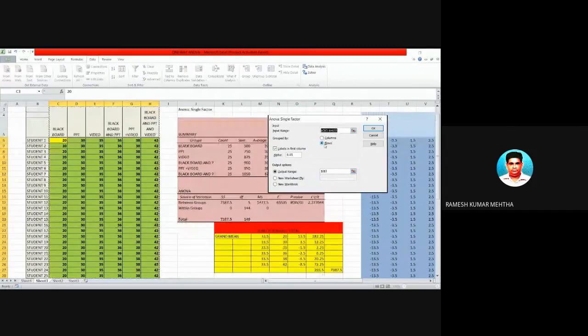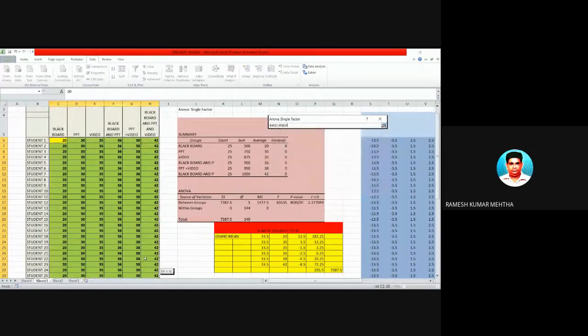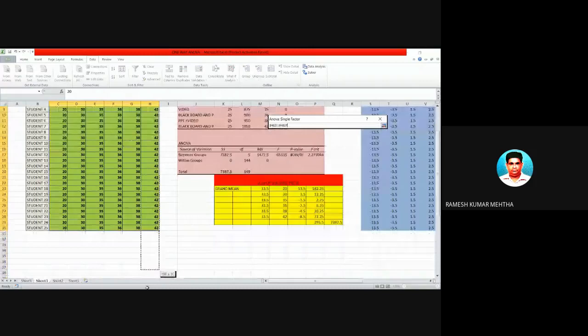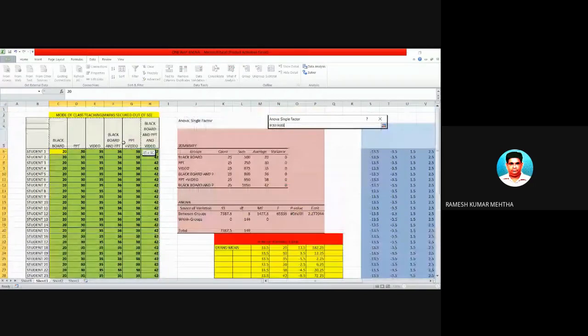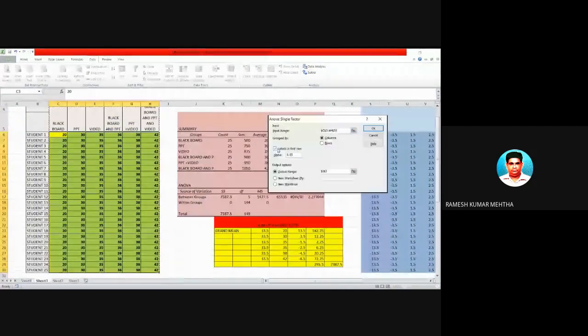Now the third one is Labels in First Row. Is there a label in the first row? Yes, this is the label in the first row. So I have selected the labels also, and you have to tick that box. Alpha is 0.05, which means I am conducting this experiment at a 5% level of significance, or a 95% degree of confidence. So options 1, 2, 3, 4 are clear.